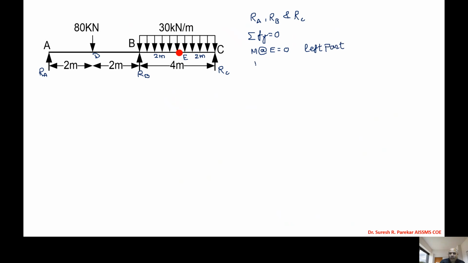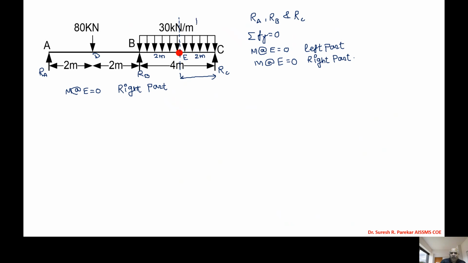And then we have moment about E = 0 from the right part. Means we have to consider only the left part of E and we have to consider only the right part of E. So now we will go first; we will consider only the right part. So moment about E equal to 0, we are considering only the right part. Do not separate out the beam, it will be a confusing part. So we have to consider only this portion.